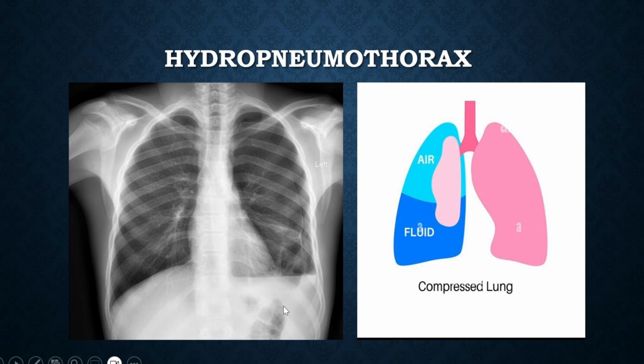So fluid appears radio-opaque in X-ray, and fluid always lies in the dependent part. So this is the hydropneumothorax. As we can see in this image, fluid is in the dependent part and air is in the non-dependent part, causing the lung collapse. So this is about the hydropneumothorax.